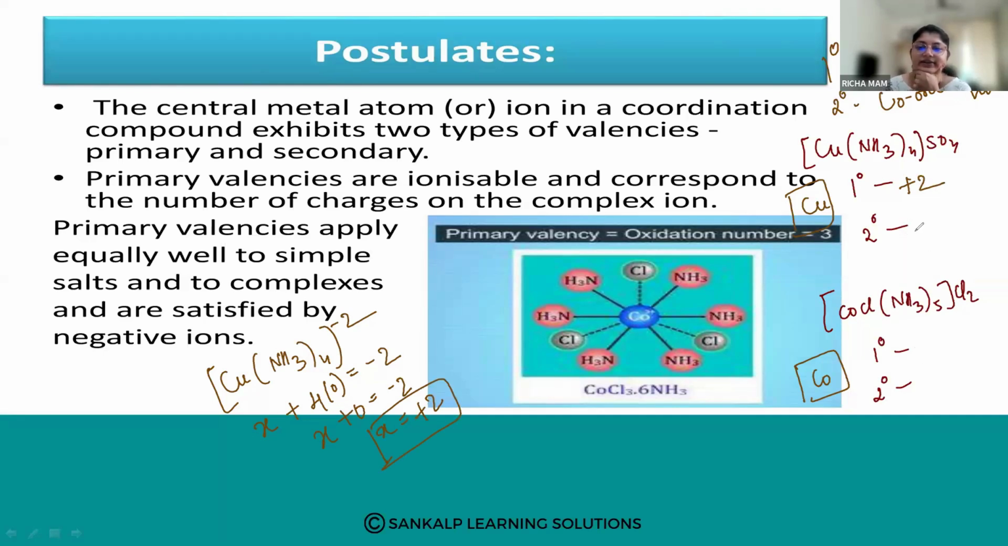Then what is the secondary valency in this complex? How many ligands are present around the central metal atom? 4. So the secondary valency is 4. Yes, very good. Then second example. Secondary valency is 4. Yes, Yamuna has answered. Very good. What is the primary valency in the second example now? 2.